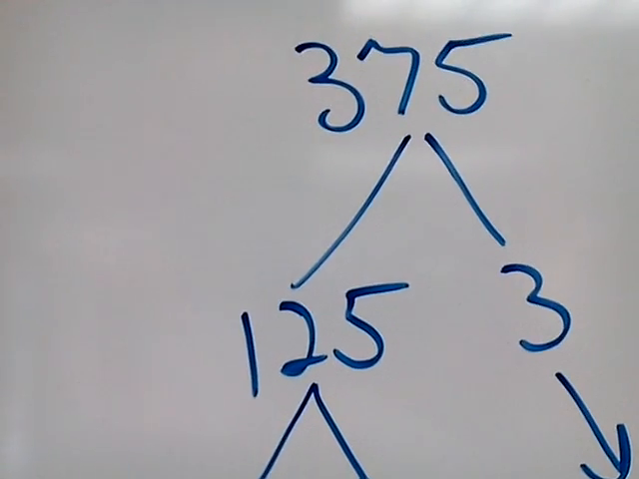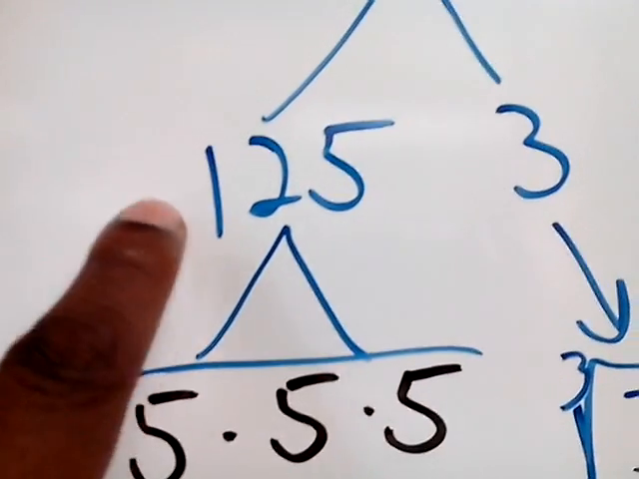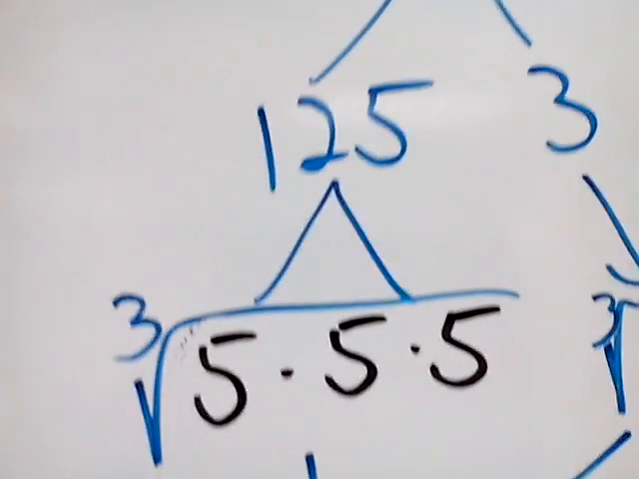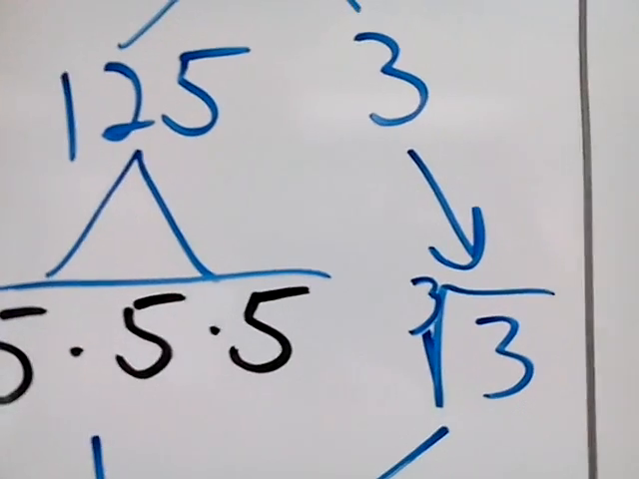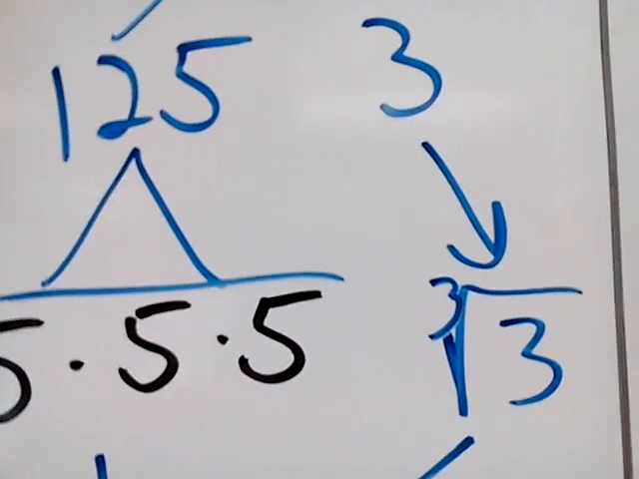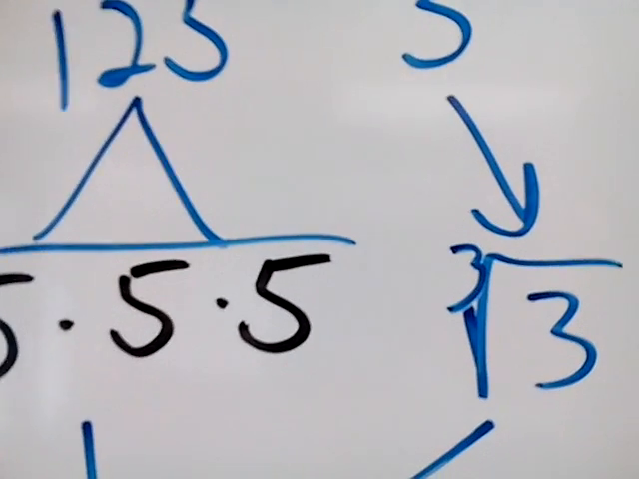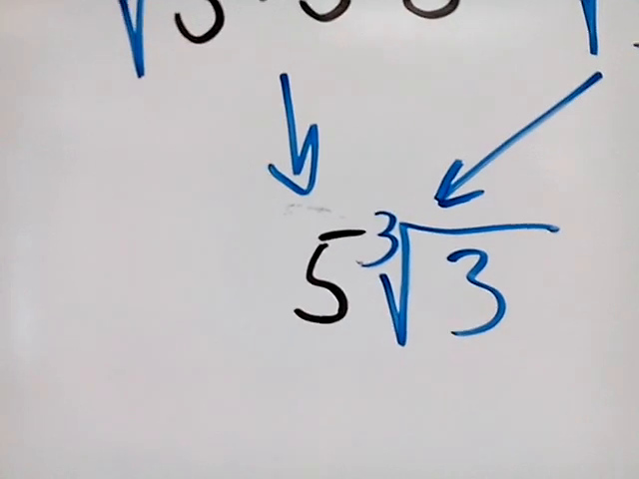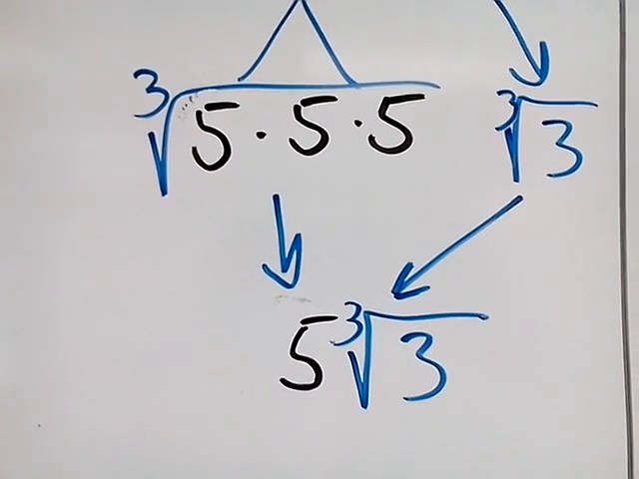cube. So 5 times 5 times 5 is what gives us the 125. So the cube root of 125 is 5. We cannot find a cube root of 3, so that stays inside of the radical, and our result is 5 cube root of 3.